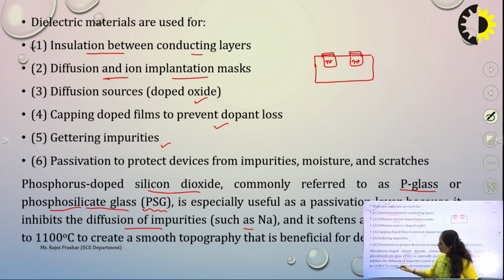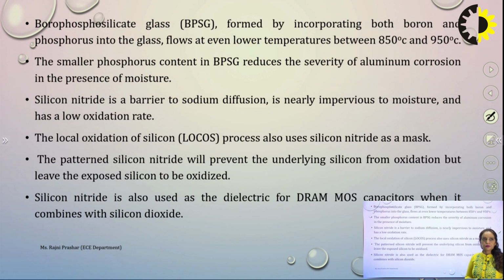to 1100 degrees C. From 950 degrees C to 1150 degrees C, it will help to create a very smooth topology, which is beneficial for the deposition process.